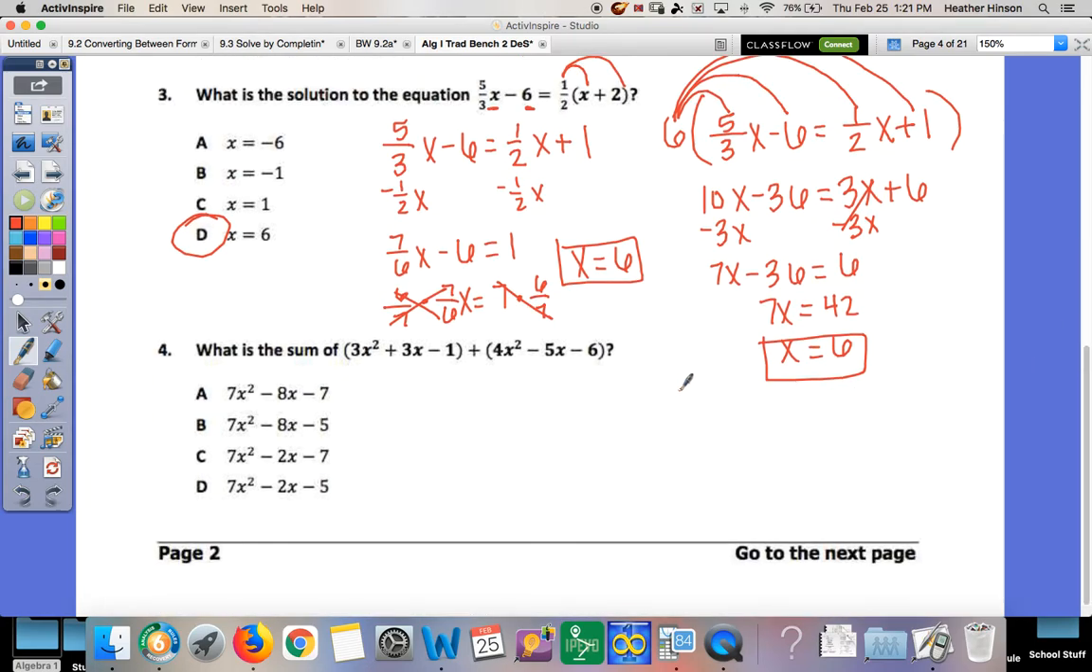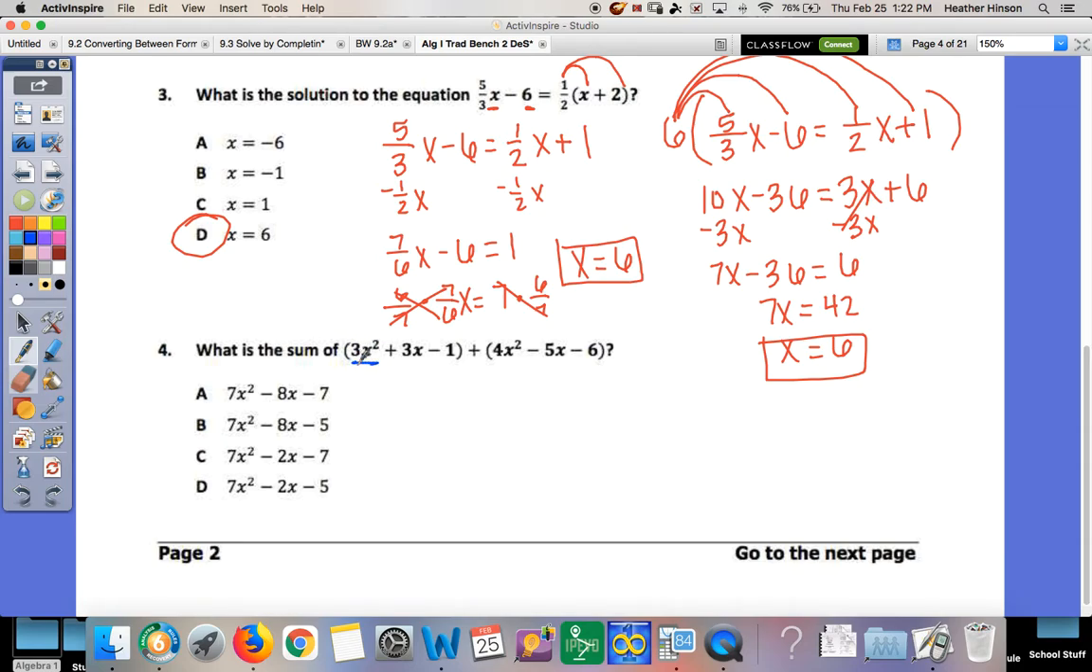Okay, 4. What's the sum of these two quadratics? So this is just combining like terms. Anytime you have parentheses you want to distribute, a positive times a positive is not going to change anything. A positive times a negative is still negative. So none of that's going to change, and we can just go ahead and combine like terms.